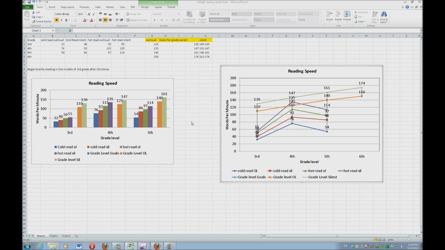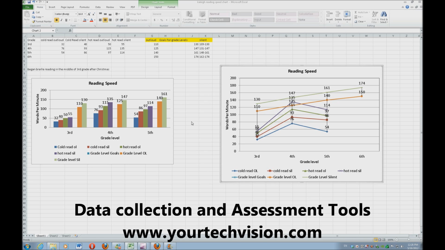So there is some great data collecting assessment ideas for you. These work really well for me. I hope they work well for you also.